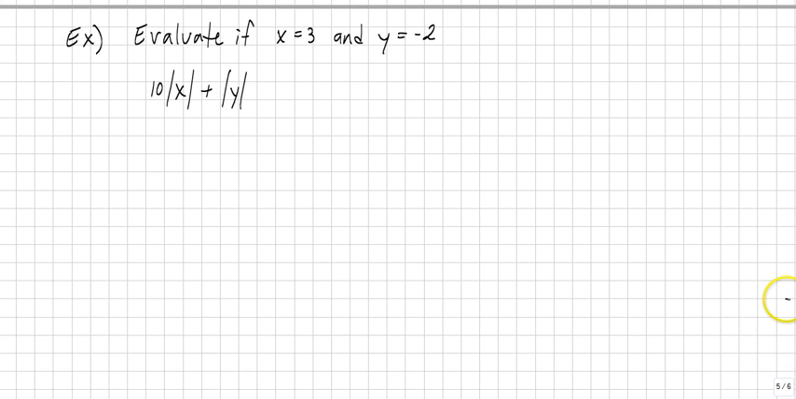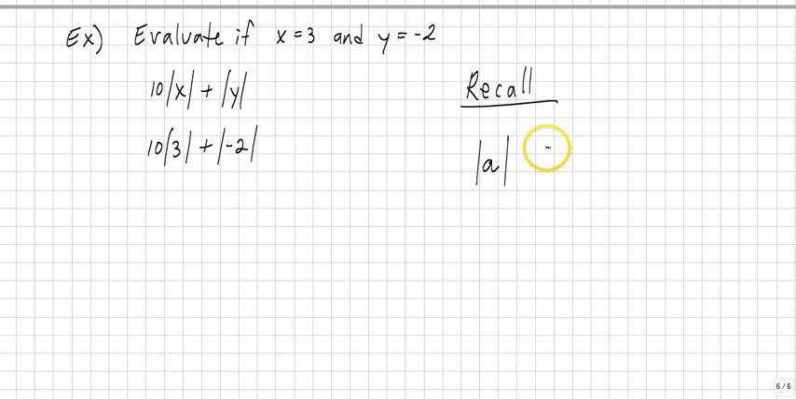All right, last thing. Don't forget absolute value. We talked about that in the previous section. Let's go ahead and plug in 3 for x and -2 for y. And we're going to apply our absolute value rule. So let's remind ourselves, the absolute value of any real number is either the number itself, as long as that number is 0 or positive, and it's the opposite of that number if the number that is inside the absolute value is negative.